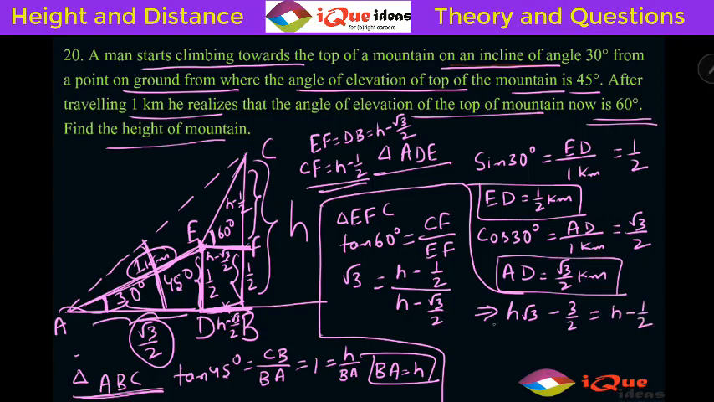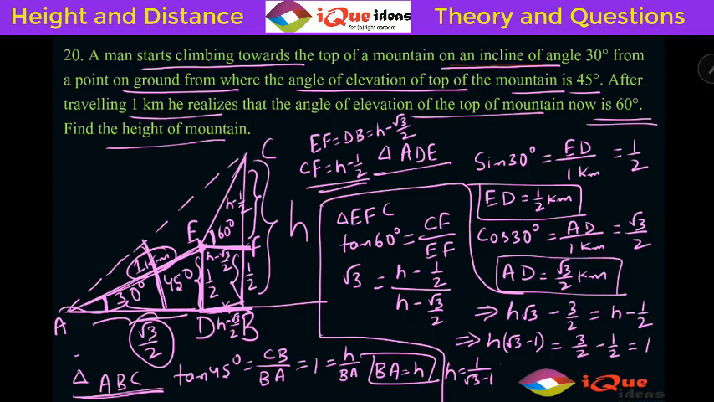So bring this H on the left hand side, so it will give us H root 3 minus H. So H common, root 3 minus 1 will be equal to, this 3 by 2 goes to the other side, so plus 3 by 2 minus 1 by 2 which is 1, right. So H is equal to 1 upon root 3 minus 1 kilometers.